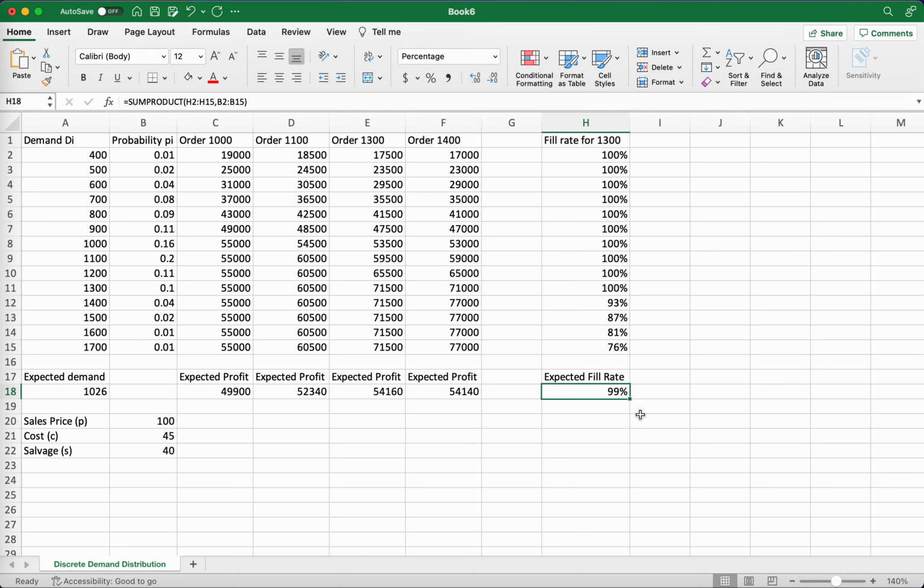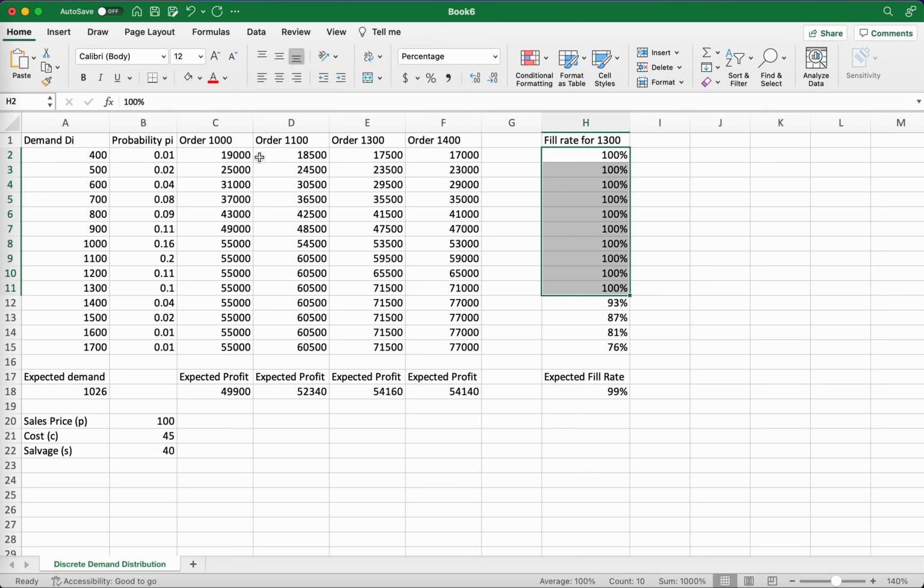On average, you'll be able to fill demand 99% of the time. There is a 1% chance that you'll only be able to fill 76% of demand, or a 1% chance of 81%, but for a very large portion, you'll be able to fill 100% of demand. So the average works out to be about 99%. So that's fill rate, that's how we calculate it, and that's the idea behind fill rate.